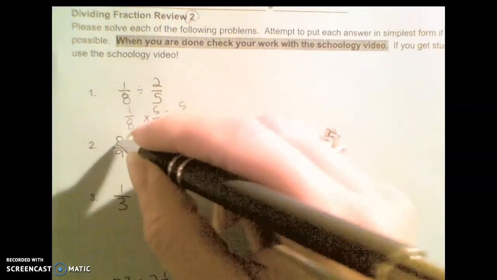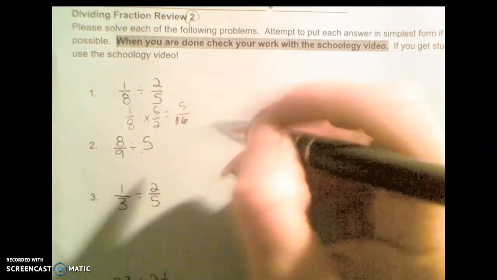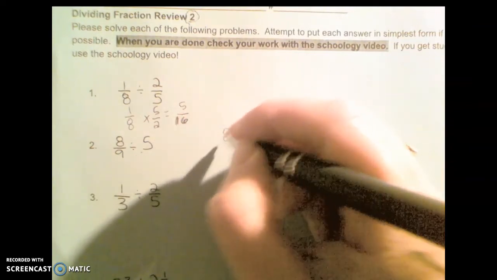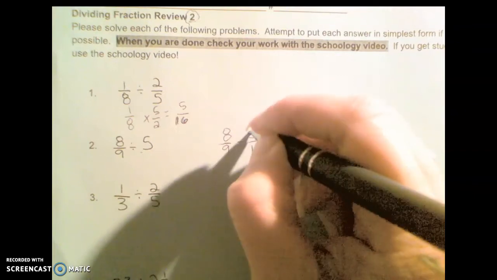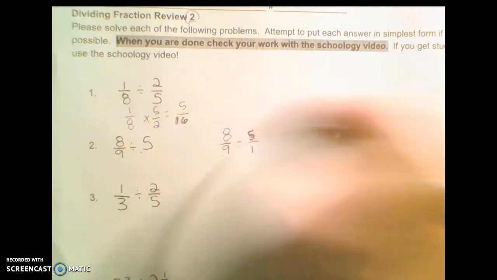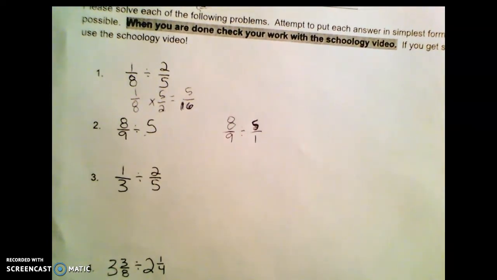Need to divide a fraction by a fraction. So first thing I need to do is make sure that this is a fraction. So I'm going to rewrite it over here. 8/9 divided by 5/1. When you have a whole number, you put it over 1 because you have 5 of them and it's cut into one big piece.